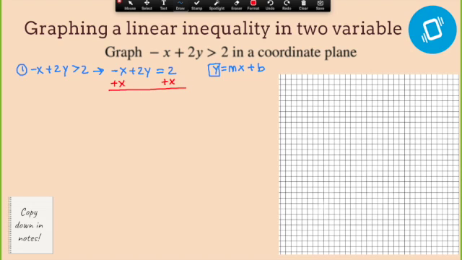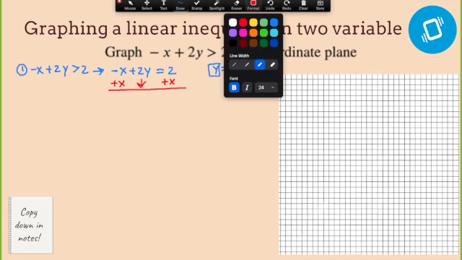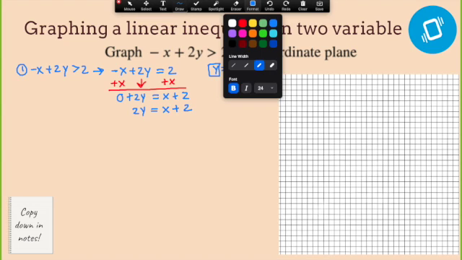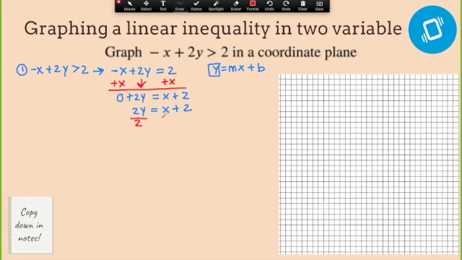When I add x to both sides, I can drop down the 2y. I get 0 plus 2y equals x plus 2, and I'm left with 2y equaling x plus 2. Next step is to divide by 2 on both sides, and that would cancel out that 2 over here. So I'm left with y equaling 1 over 2x plus 2 over 2, and that would just be y equaling 1 over 2x plus 1.